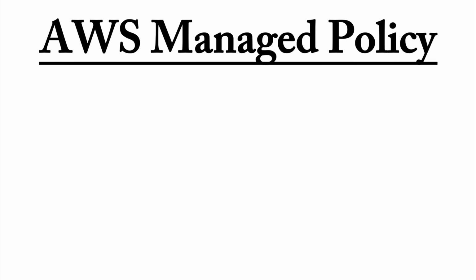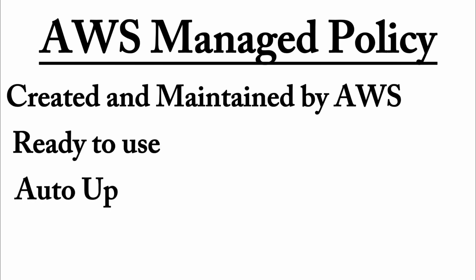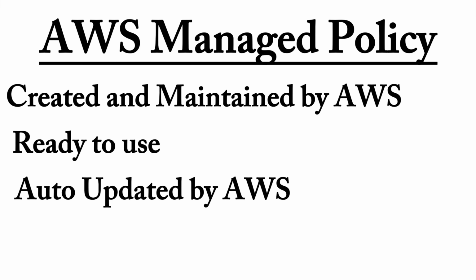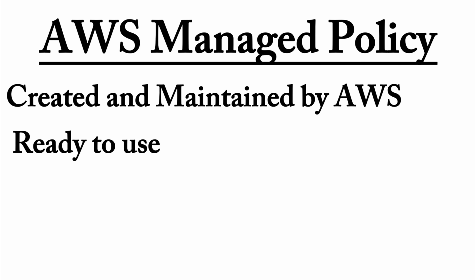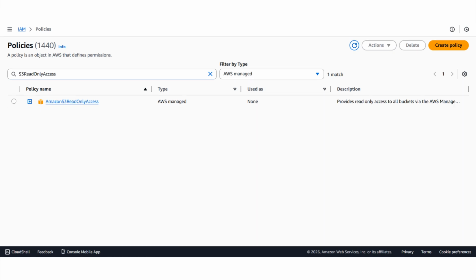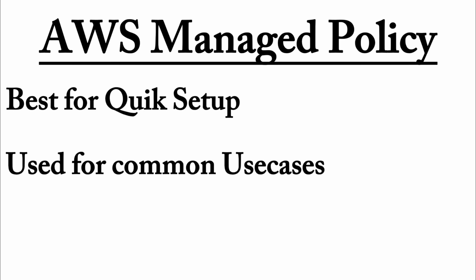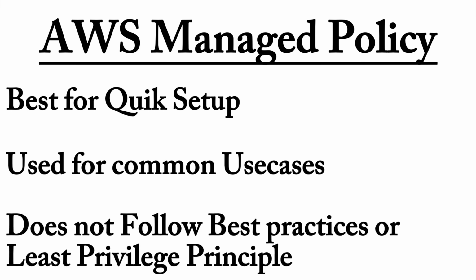AWS Managed Policies. These are created and maintained by AWS. These policies are ready to use and automatically updated by AWS. A few example policies are Administrator Access, Amazon S3 Read-Only Access, and Amazon EC2 Full Access. These are best for quick setup and common use cases. These do not necessarily follow best practice or least privilege.